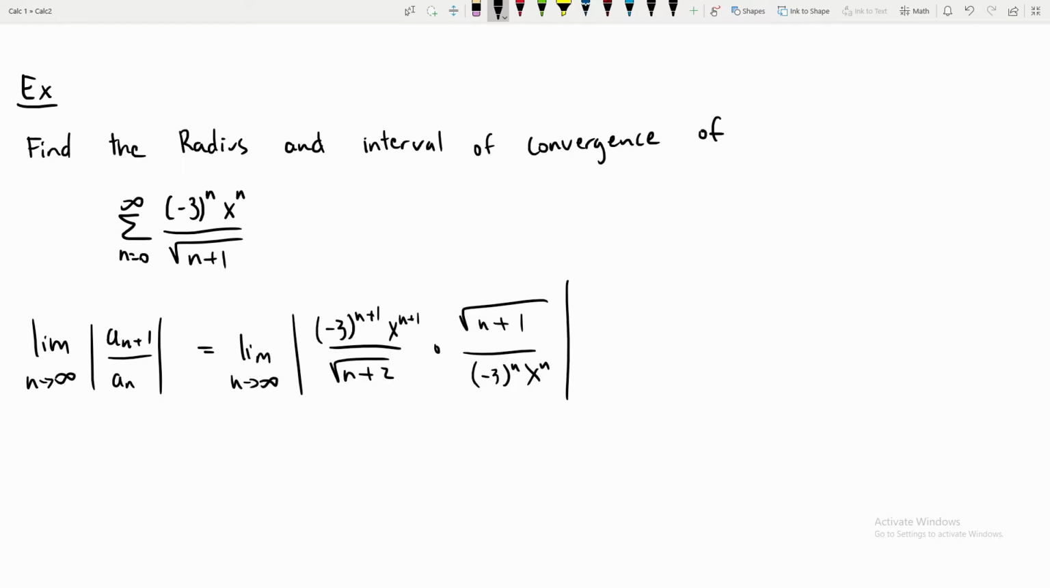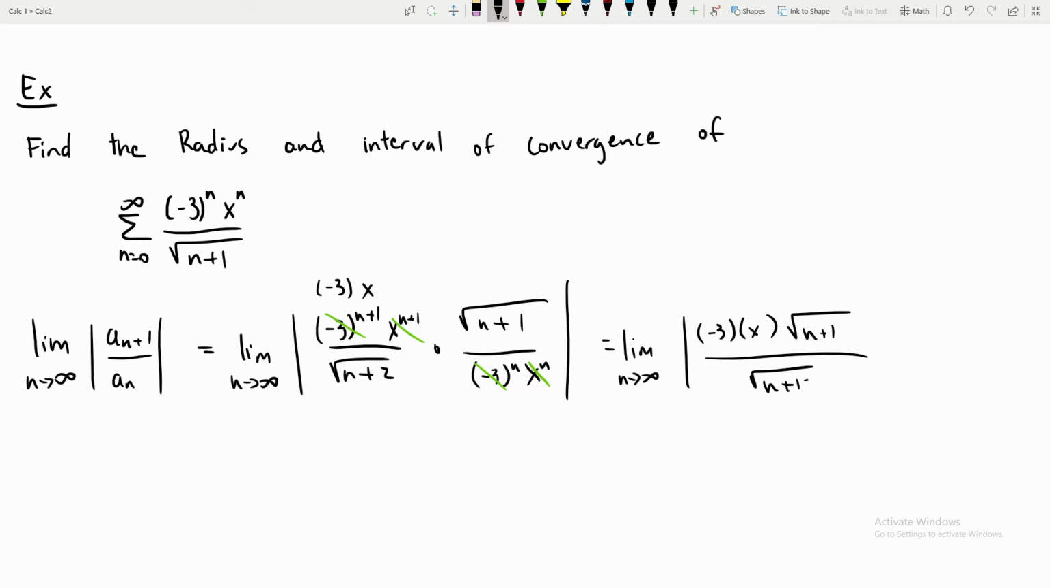So there you go. I have written out a of n plus 1 times the reciprocal of a of n. And now I want to simplify this. Basically, this will cross out, this will cross out, this will cross out, and this will cross out, and all we'll be left with is just a minus 3 and then an x. So this is going to equal the limit as n approaches infinity of the absolute value of minus 3 times x times n plus 1 over the square root of n plus 2.